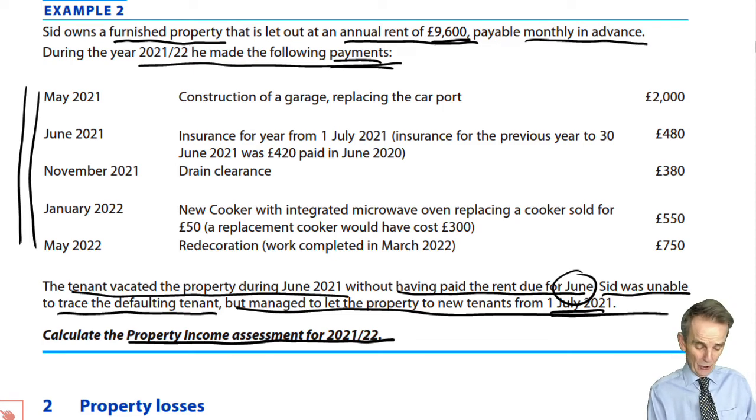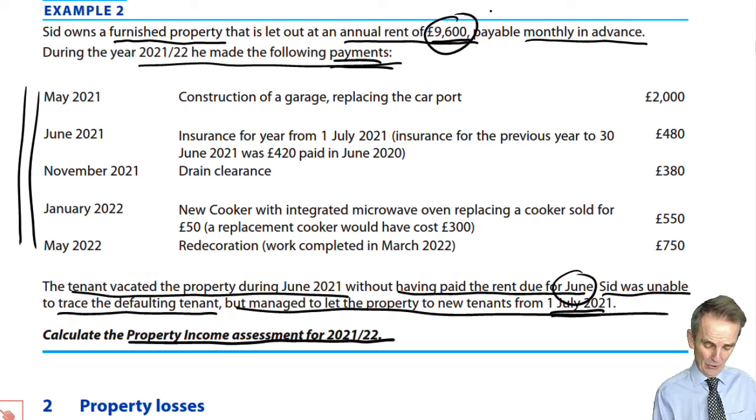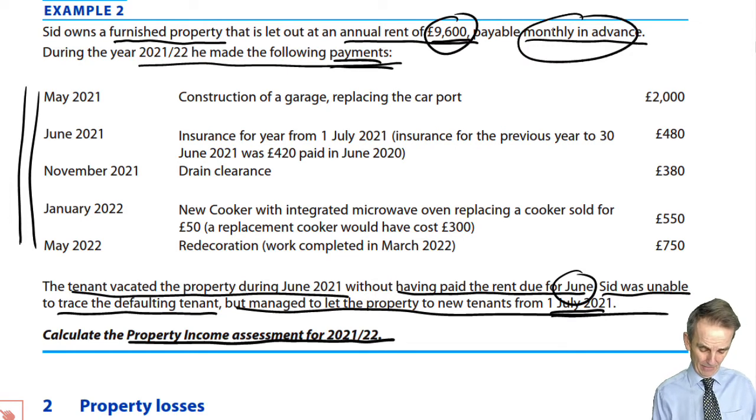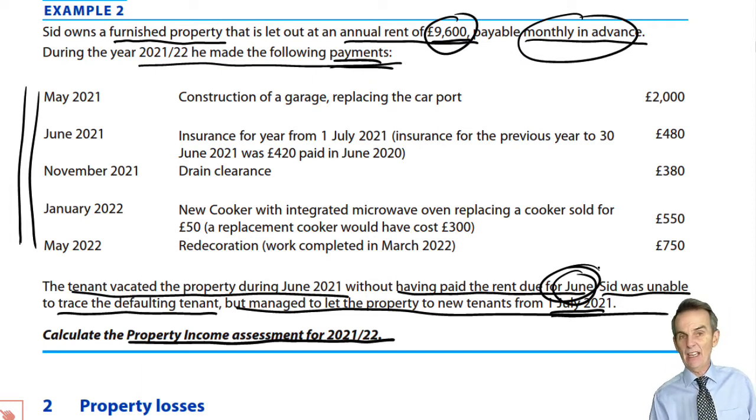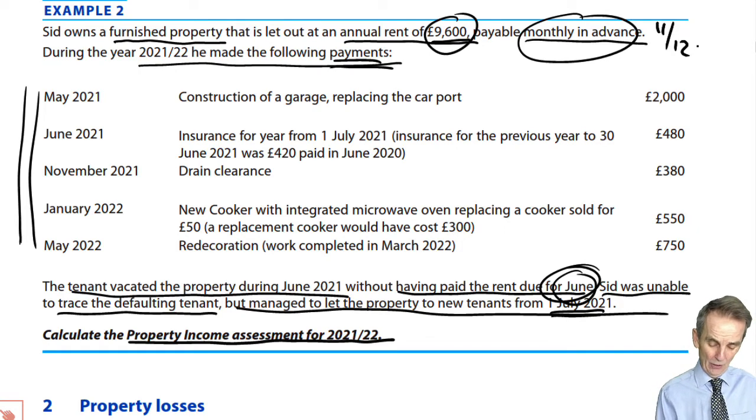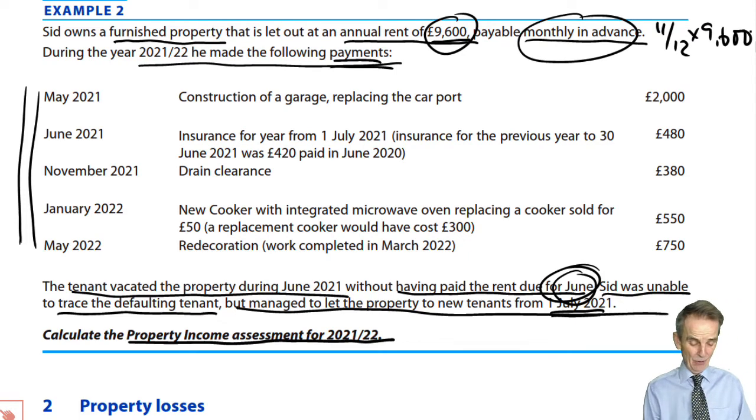Just working from the question to begin with, we knew the annual rent was £9,600, payable monthly in advance. But for 1 month, we didn't receive that particular rent. So in terms of our basis, it's an actual received basis. We do get relief for the fact that it didn't come in, as much as we don't get assessed on it. That would be an issue under the accruals basis, but even then, tax relief would be provided in relation to such bad debts. But here, only 11 months of the 12 months of the £9,600 would be the rental income received.